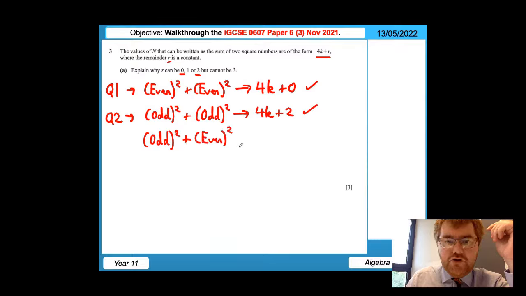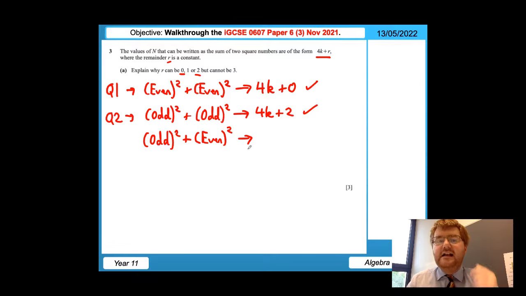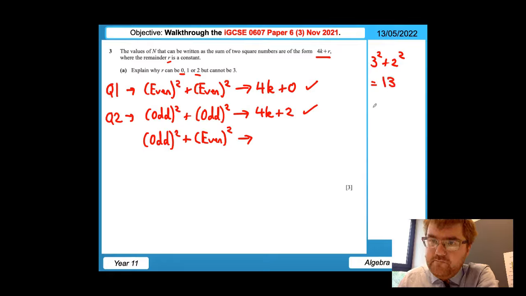And I think the most straightforward way of doing this is let's just take an odd number and even number and see what happens. So say we take 3 squared and we add it to 2 squared. Okay, odd and even. Now if we do that, we get the answer of 30. And notice that's equal to 3 lots of 4 plus 1.